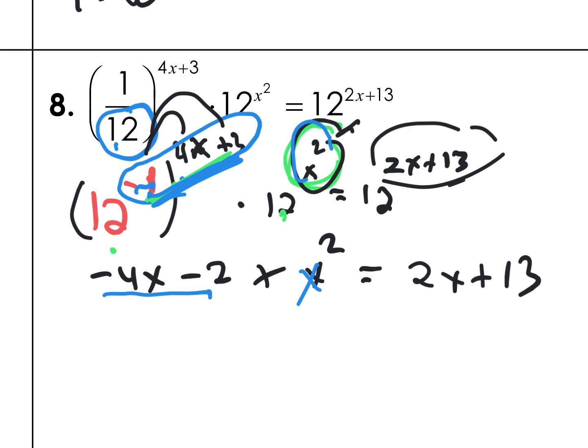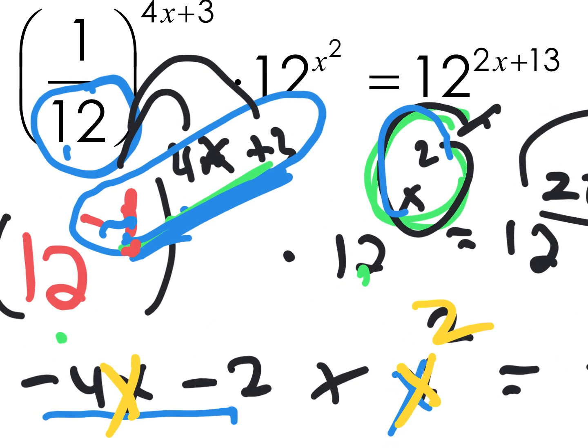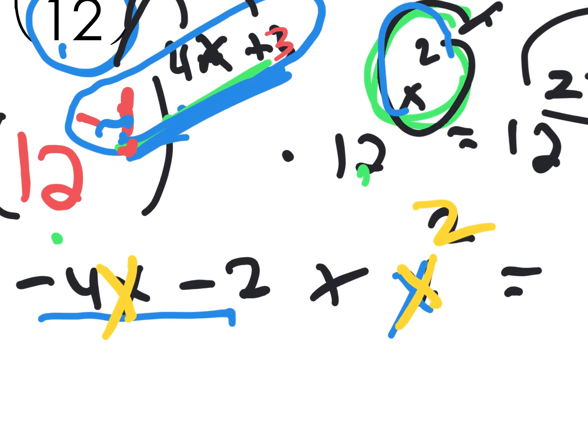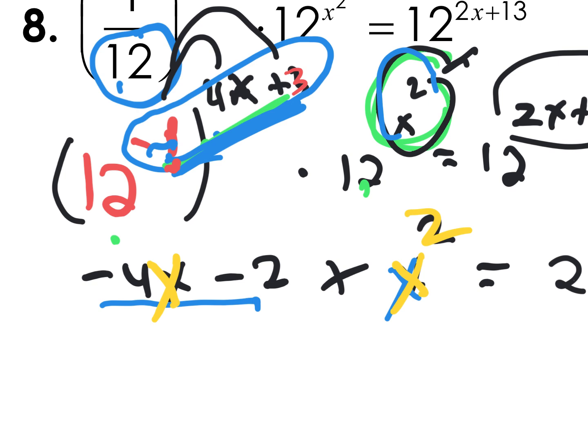So now, again, bad news. I see x's and I see x squares. I need to get everything on one side. This negative 1, what? That's a 3 right here? Then that should be a minus 3. Who caught that? Nice job.